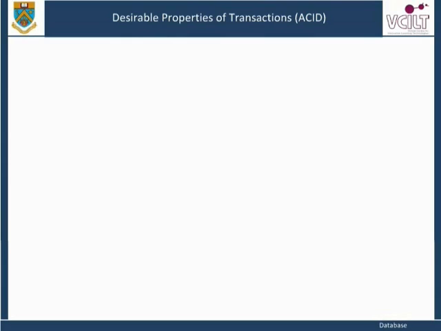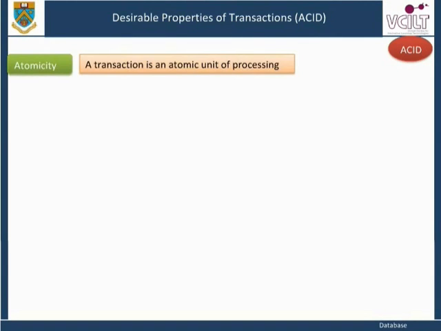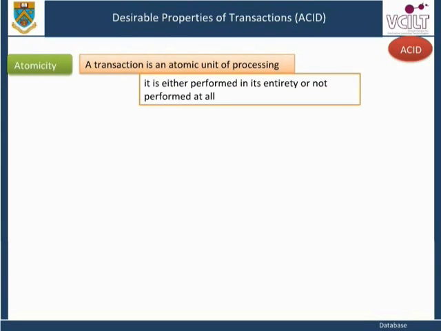Desirable properties of transactions: ACID, atomicity, consistency, isolation, durability. Atomicity. A transaction is an atomic unit of processing. It is either performed in its entirety, or not performed at all. A transaction does not partly happen.